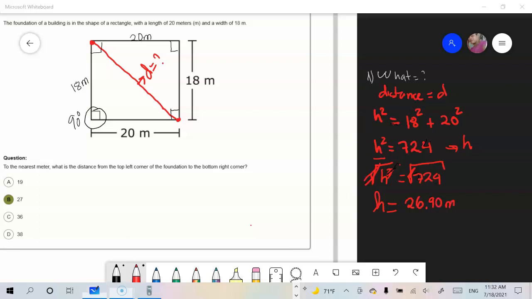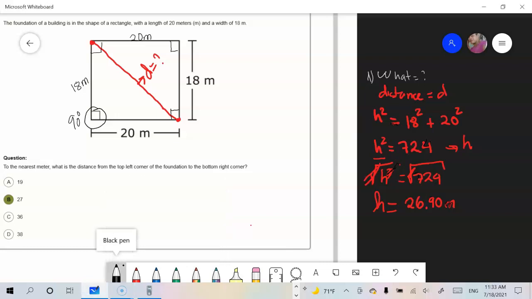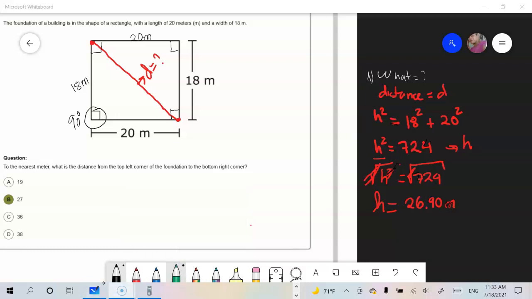So now I don't want 26.90 because the problem is asking me to find the answer to the nearest meter, so I need to round this. Let me deactivate this one here. Okay, so I'm going to round this number to the nearest meter, so I'm going to cut my number here. See, this number here is greater than 5, so that means that I need to round the ones up.